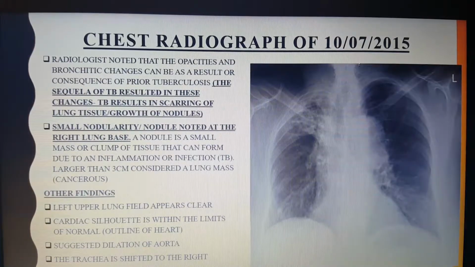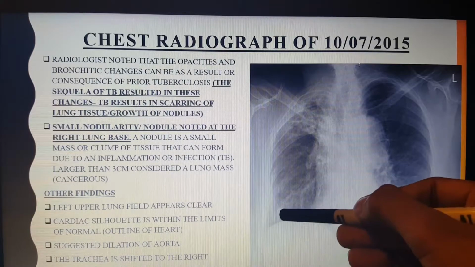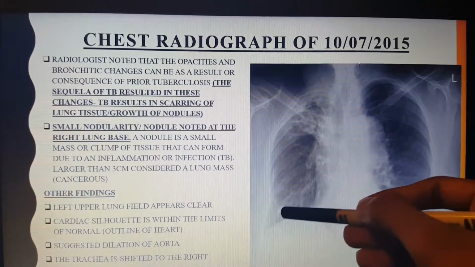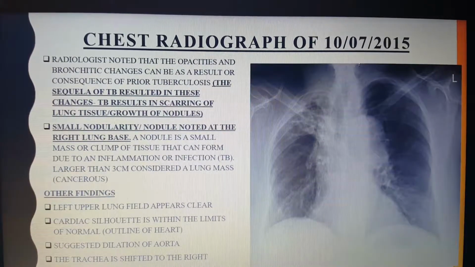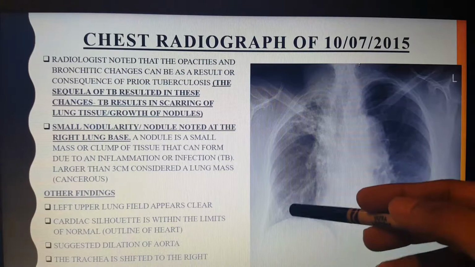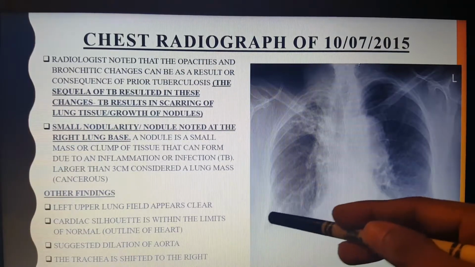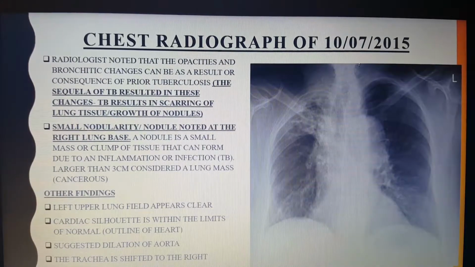A nodule is basically a small clump or mass of tissue that can form due to an inflammation or infection like TB. Remember, this patient was infected with tuberculosis, so this nodularity could have formed due to the tuberculosis the patient had. A good point is that if this nodule was larger than 3 cm, it would have been considered a lung mass and could possibly be cancerous, so this could have been a potential hazard for the patient. Other findings the radiologist noted was that the left upper lung field appeared clear.